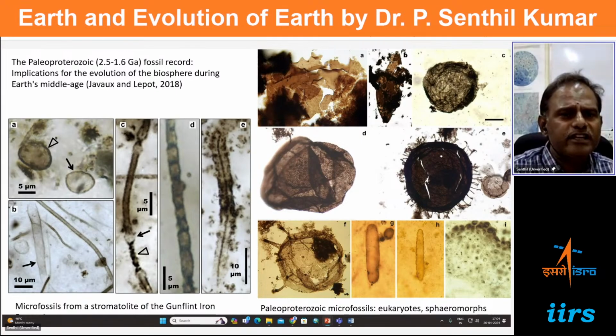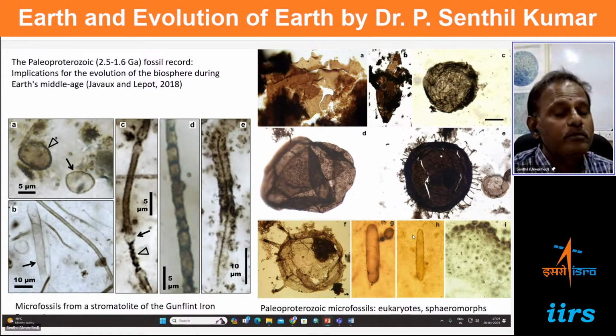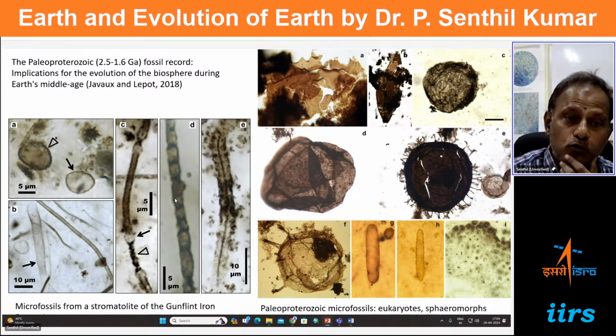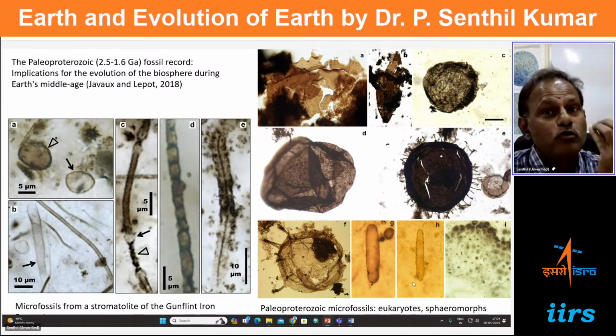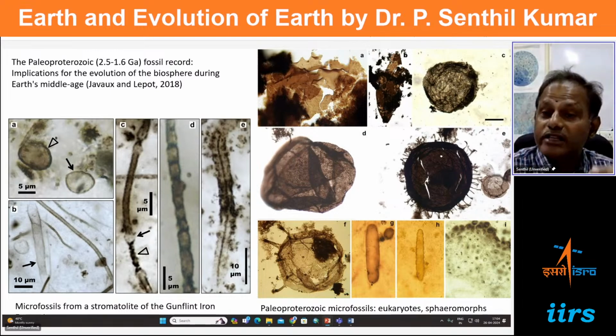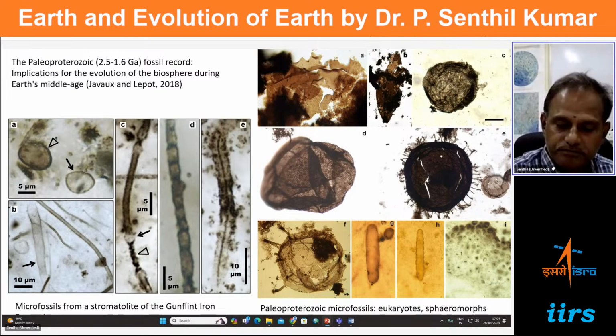These are some examples of fossils people recovered from the Proterozoic oceans. You find there are filamentous fossils. These are all cyanobacteria. These are luckily preserved in rocks. And these are the organisms that produce oxygen.